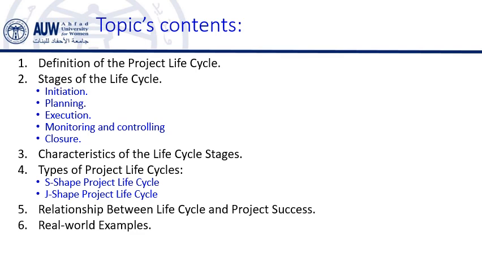Fifth, types of project life cycles. After discussing the stages, we will move on to 2 important types of project life cycles, S-shaped and J-shaped. We will explain what these are and how they differ, and when each is most applicable to real-world projects.